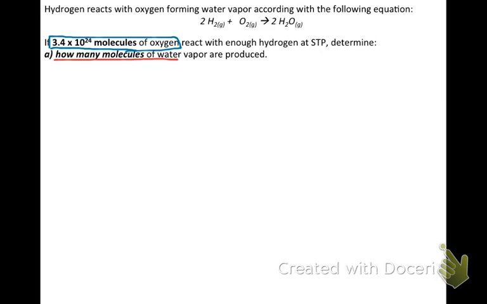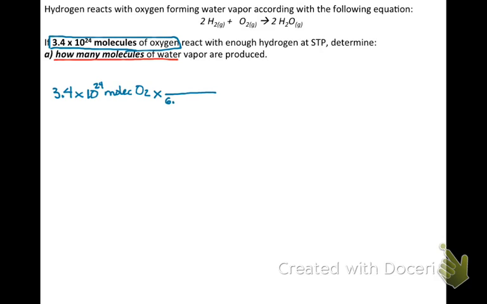We have 3.4 times 10 to the 24 molecules of oxygen. This is our initial data. Then I need to use Avogadro's number to transform this into moles.